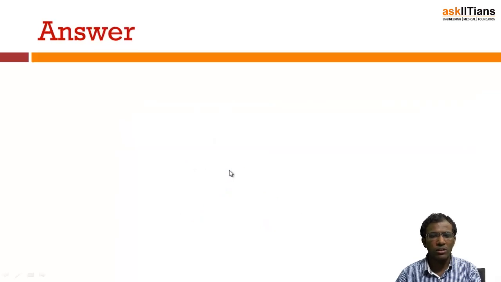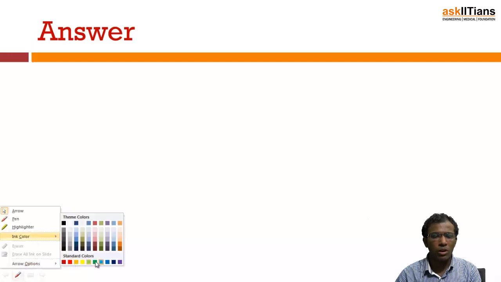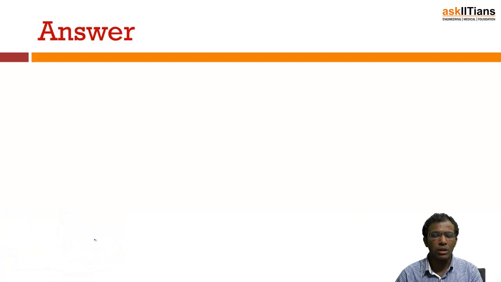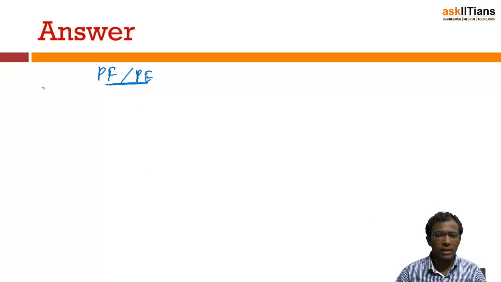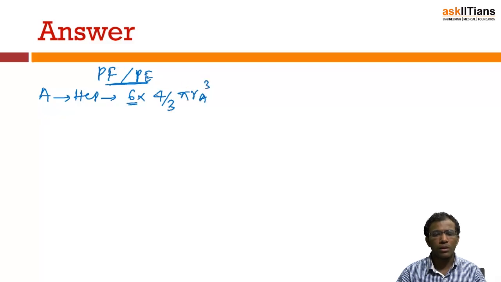Void fraction is the volume occupied by the voids, that is the empty space we have to calculate. So to calculate the empty space, we have to calculate the packing factor or packing efficiency. So let's calculate that. It is given that A atoms are occupying HCP. We know that in the HCP unit cell 6 particles will be there. The number of particles inside HCP is 6, into the volume occupied by each particle of A, which is 4/3 pi RA cube. So this is the volume occupied by A particles.